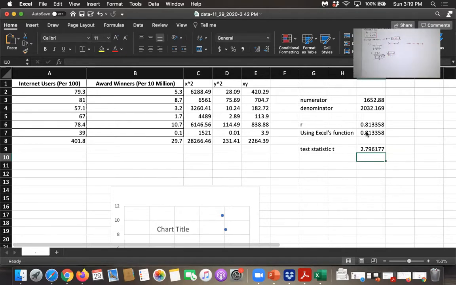But if I use the approximate r value of 0.813, I get 2.79. So it's just 2.80 or 2.79. Those are pretty close. I think MyLab Statistics would probably accept both of them.